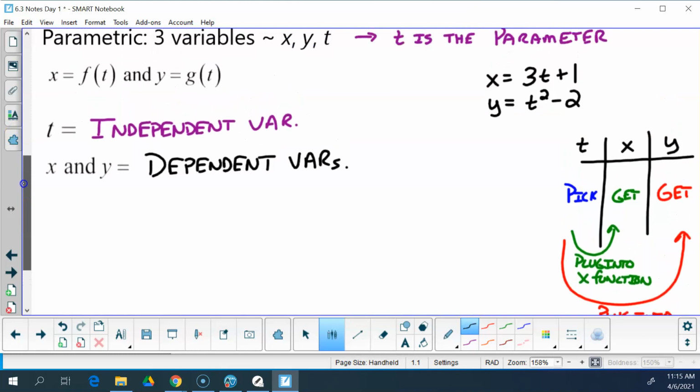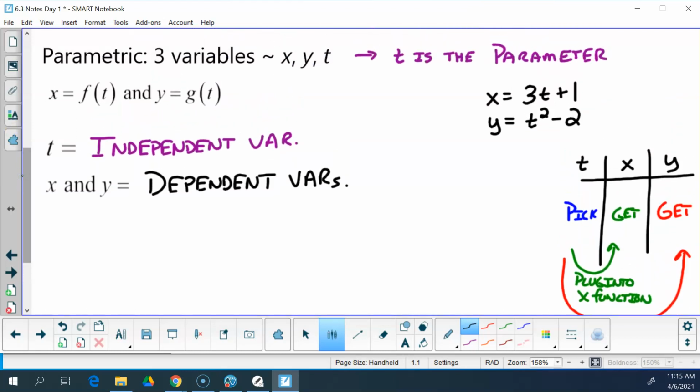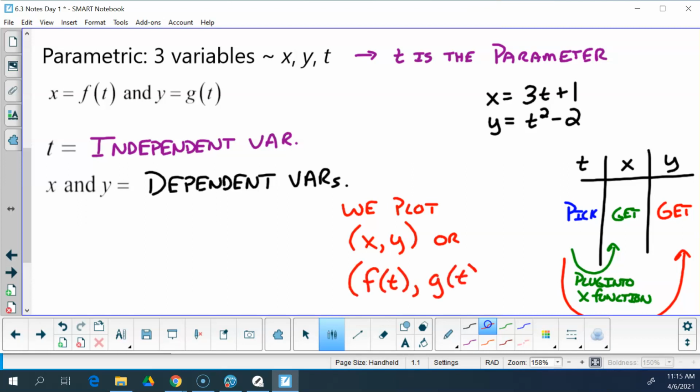Now, when we go to plot these, because we're going to be graphing these today, we still plot x comma y. But now, x is really f of t, and y is really g of t, because of these. They're going to be defined functions.